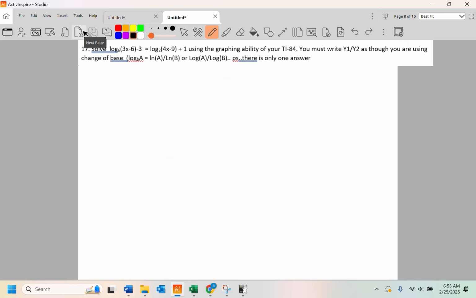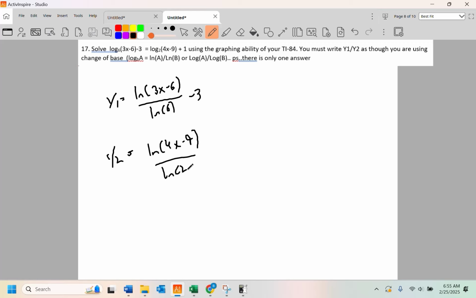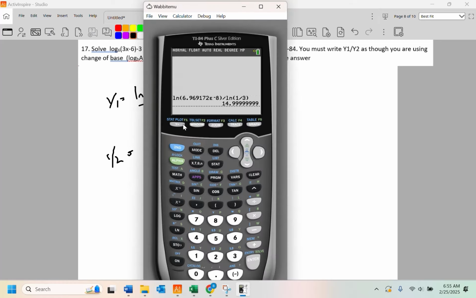17, using the solve function with the graphing ability of your TI-84. You must write y1 and y2 as though you're using change of base. So y1, I'm an ln guy, would be 3 times the natural log of 3x minus 6, sitting pretty over the natural log of 6, and then take away 3. y2 would be the natural log of 4x minus 9, sitting pretty over the natural log of 2. If you like logs, use logs. If you like ln's, use ln's. Those are your choices. Then it goes to its calculator and it pushes buttons.